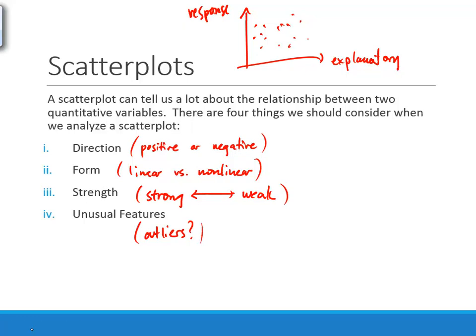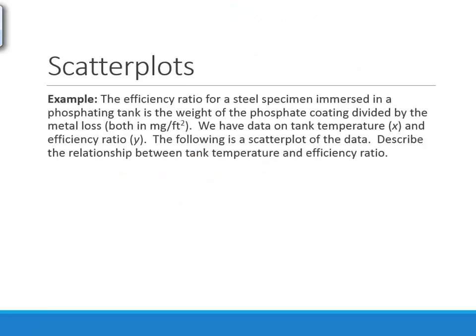Okay, so let's look at an example. Again, I think this is out of your textbook. We're looking at the efficiency ratio for a steel specimen immersed in a phosphating tank. Our first variable is the weight divided by the loss, and then we also have data on the tank temperature. So we're looking at the temperature versus the efficiency ratio, and in your notes I've given you a scatter plot of the data. Using that scatter plot, we can describe the relationship between these two variables. So what's the relationship between tank temperature and the efficiency ratio?